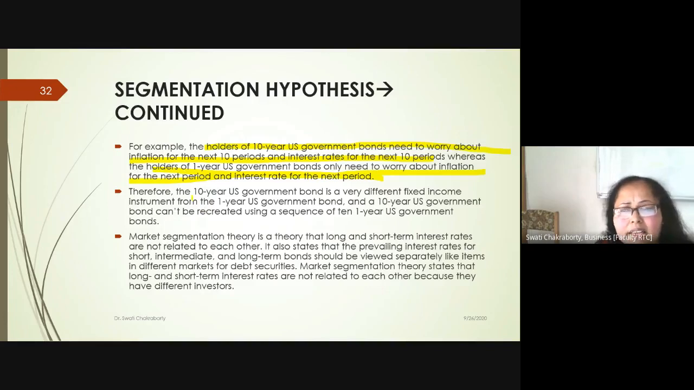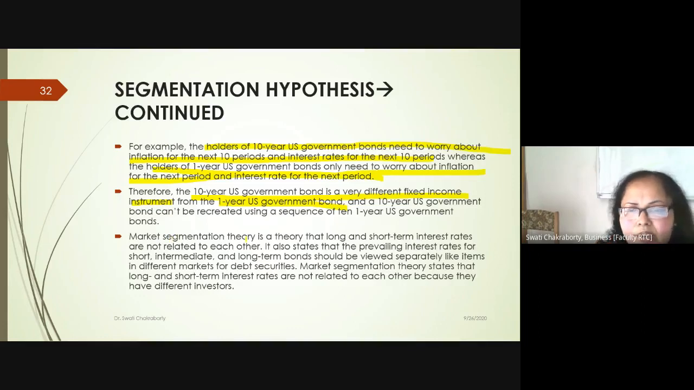So a 10-year bond is a very different type of fixed income instrument as compared to a 1-year bond, right? And a 10-year bond cannot be recreated by investing in a 1-year bond 10 times in sequence. What you get that way, and what you get when you invest in a 10-year bond the first time, cannot be the same thing. It's totally different.